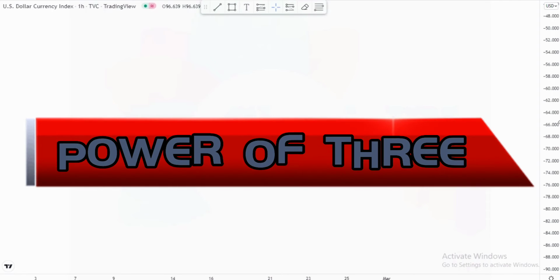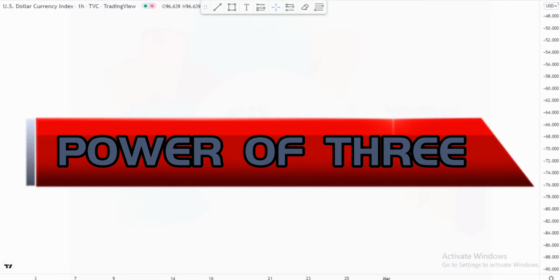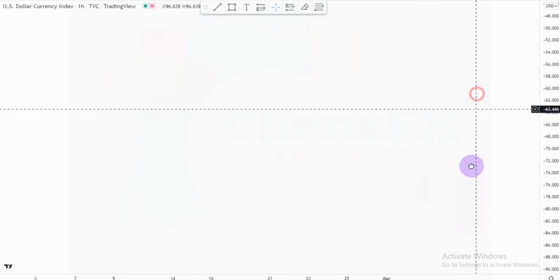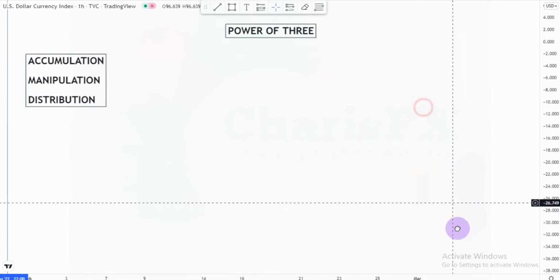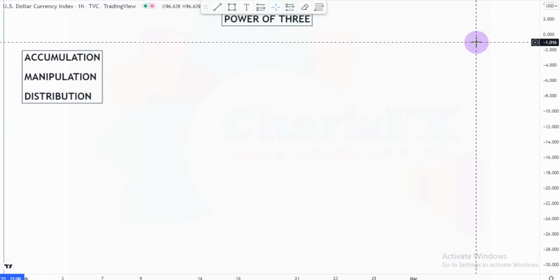Today I want to show you how you can use power of three concepts in your trading. So let's quickly find out what is power of three. The power of three concept is the concept of accumulation, manipulation and distribution of price.